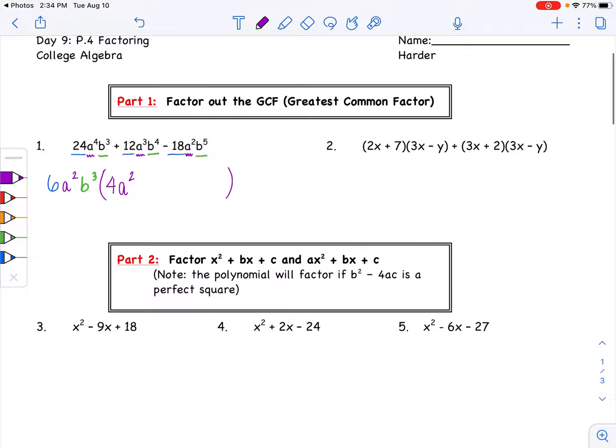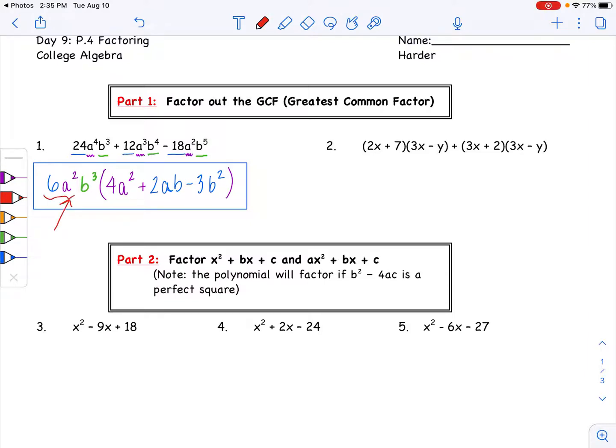Looking at your next term, 12a^3b^4, divide out your greatest common factor. 12 divided by 6 is 2. A cubed divided by a squared leaves you 1a. And b to the fourth divided by b cubed is 1b. Last term, you'll get negative 3. Your a values will cancel, and you'll have b squared. So that's factoring out the GCF, the greatest common factor, which is this term right here.